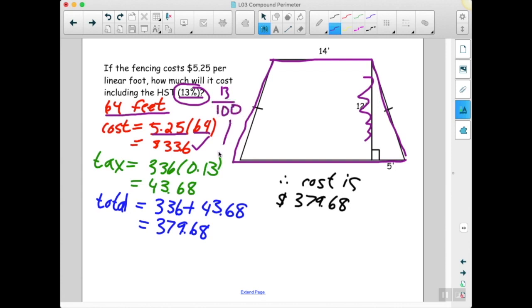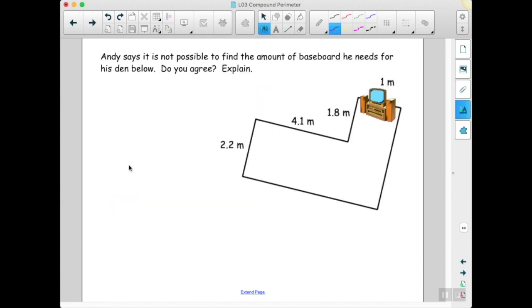And that will give you 0.13. That's where that's coming from. When I multiply those two together using a calculator, I will get 43.68, so $43.68. That's the amount of tax I have to pay. The total amount I'm going to pay would be $336 plus $43.68 for a grand total of $379.68, and then write a conclusion off to the side. All right, let's see what's coming next.